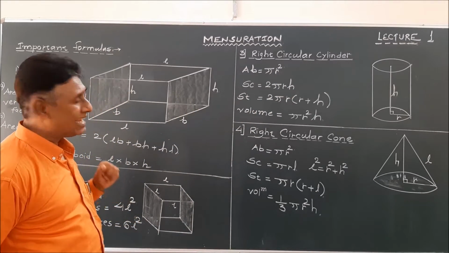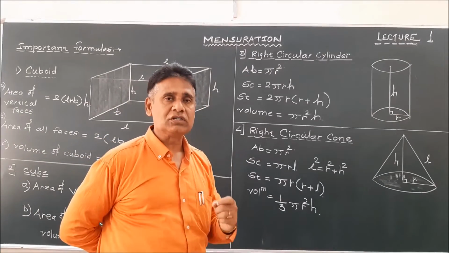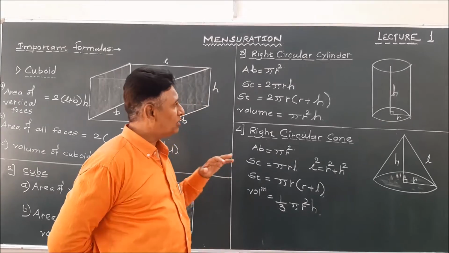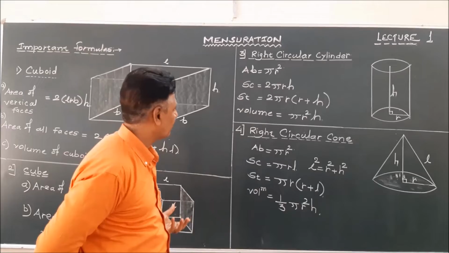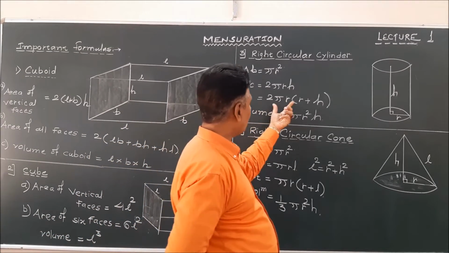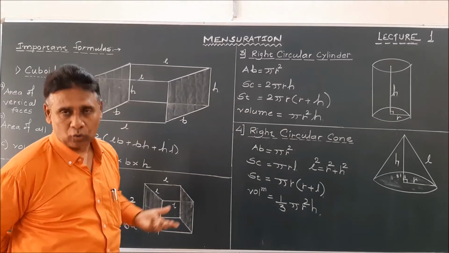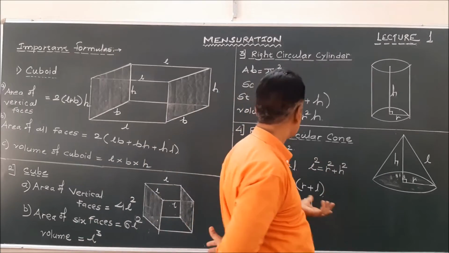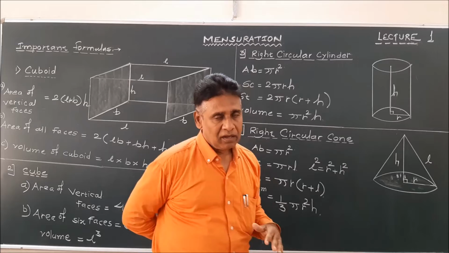Next is S_T. Now S_T stands for total surface area. When I say total surface area, I mean top and bottom, including the curved surface area. So the total surface area is 2 pi r into the bracket (r plus h). Next is volume. Once again, volume is space occupied. So volume is pi r square into h.